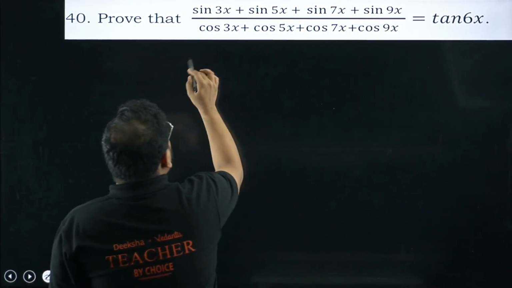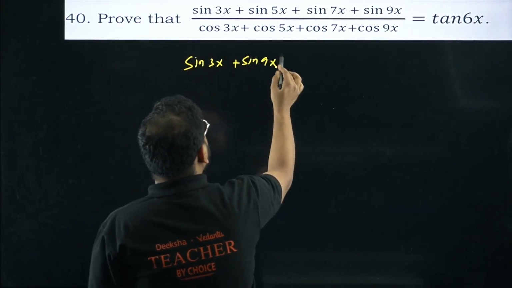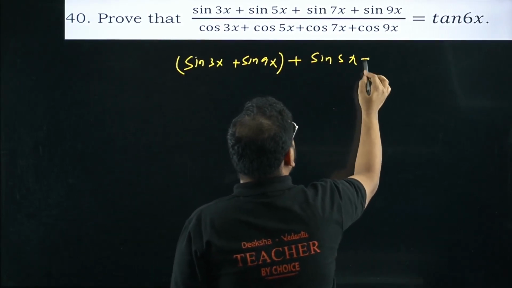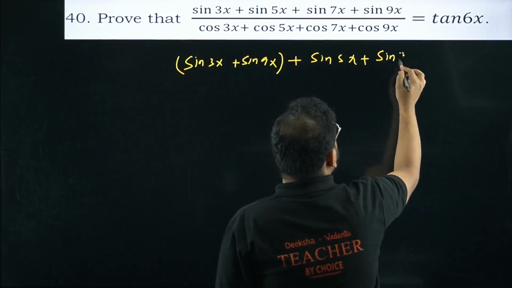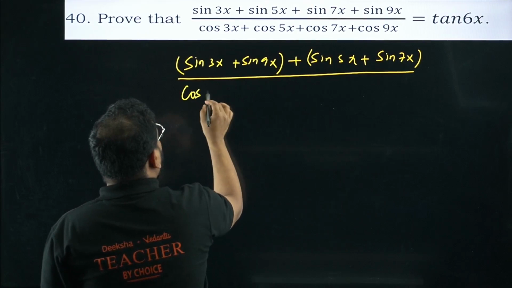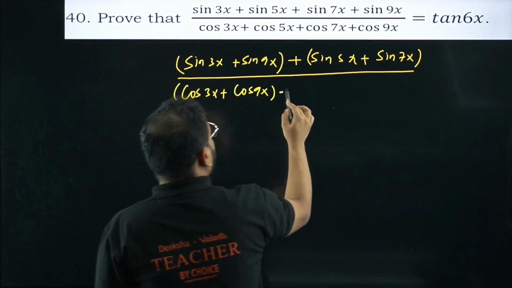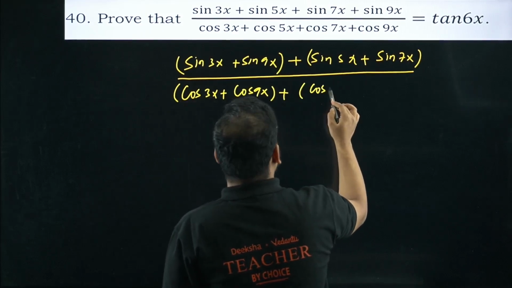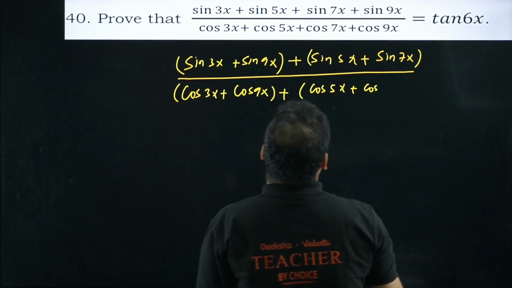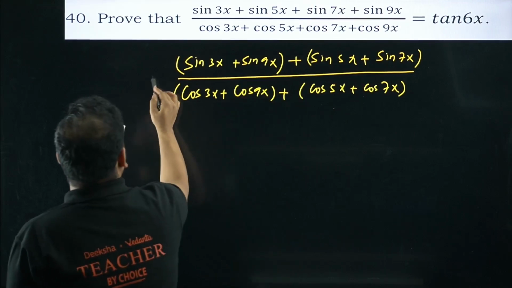So right here, sin 3x plus sin 9x, and over here, sin 5x plus sin 7x together, divided by cos 3x plus cos 9x, plus cos 5x plus cos 7x. Now check this out.